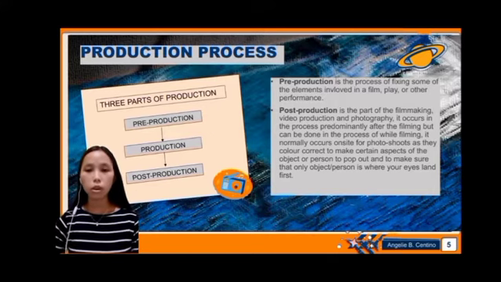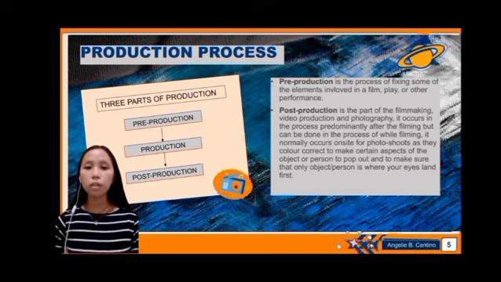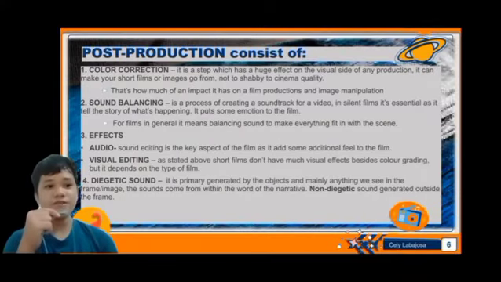It normally occurs on site for photo shoots, as they color correct to make certain aspects of the object or person pop out and to make sure that only the person or object is where your eyes land first. Post-production consists of color correction. It is a step that has a huge effect on the visual side of any production. It can make your short films or images go from not too shabby to cinema quality. That's how much of an impact it has on film production and image manipulation.